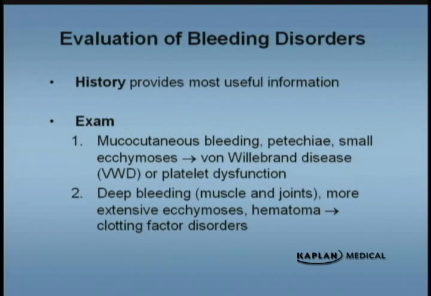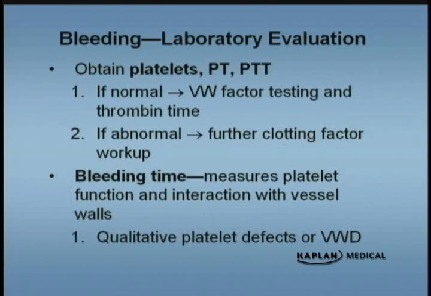If they mention bleeds into bigger, deeper tissues like into the muscle or into the actual joints, if they use the term hemarthrosis, then you should be thinking of specific clotting factors. Initial workup includes a platelet count because you worry about thrombocytopenia, and obviously the PT and PTT will be helpful for various clotting factors. If the platelets, the PT and PTT are normal, then you should proceed to do von Willebrand factor testing and do a thrombin time. If they are abnormal, then you have to check for specific clotting factors.